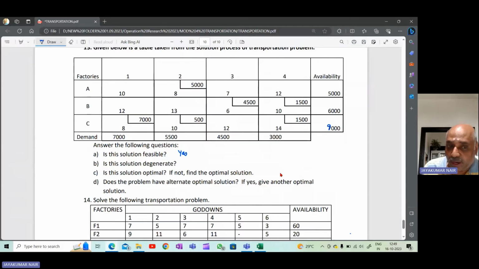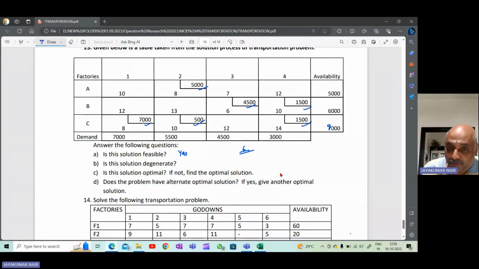Now coming to the second one, is this solution degenerate? To check whether the solution is degenerate or not, you see the number of allocations. How many allocations have you made? This is 1, 2, 3, 4, 5, 6. There are 6 allocated cells.